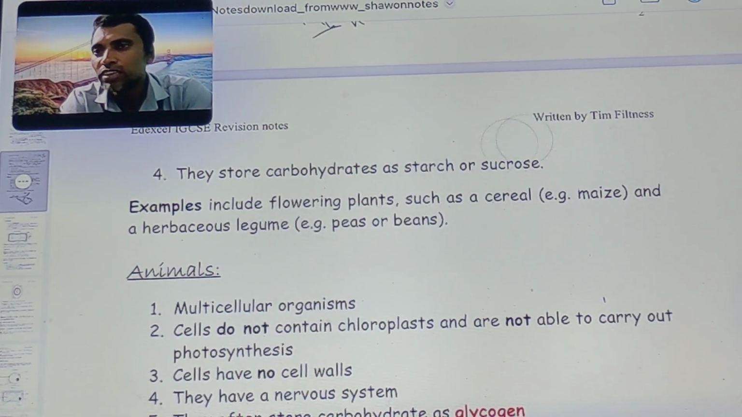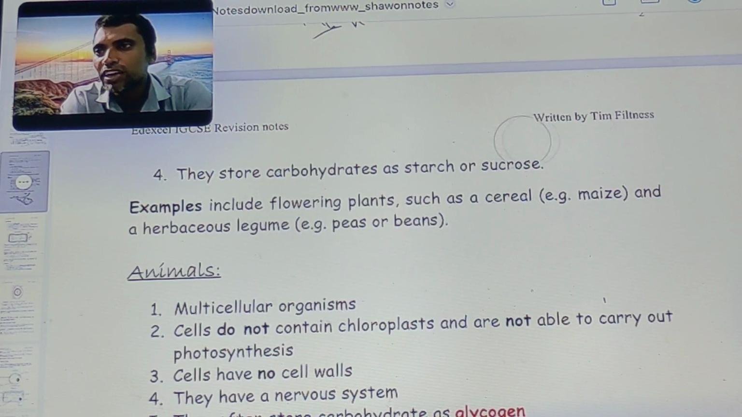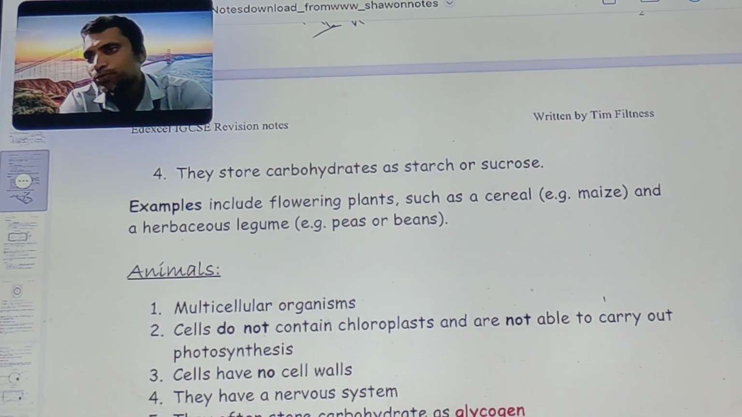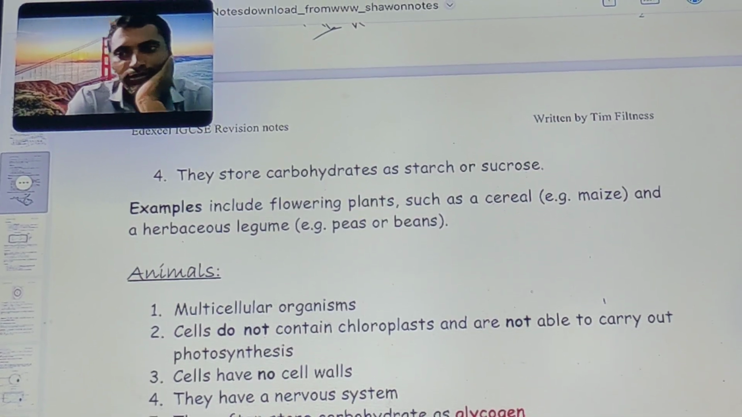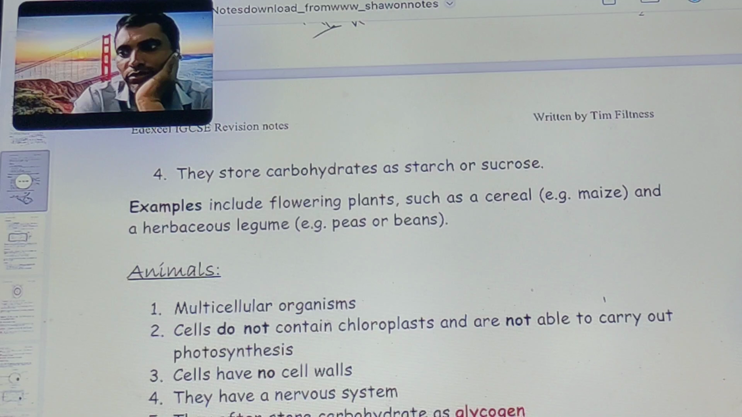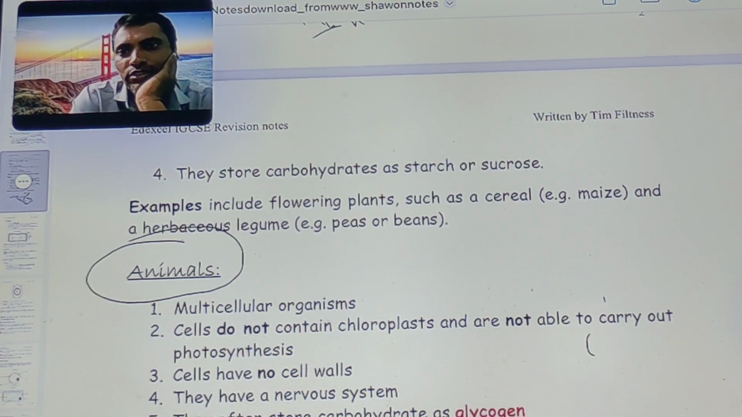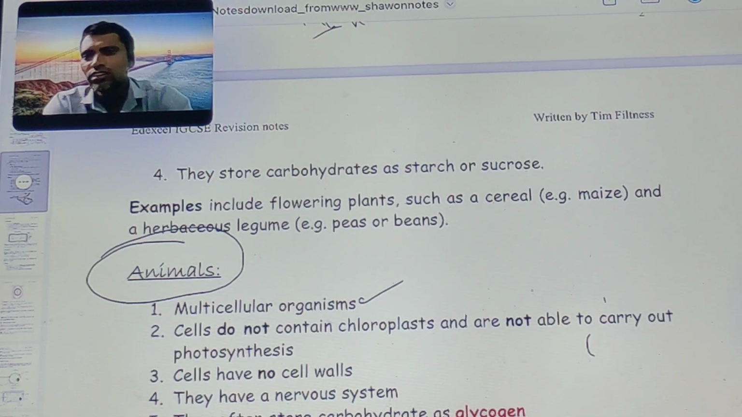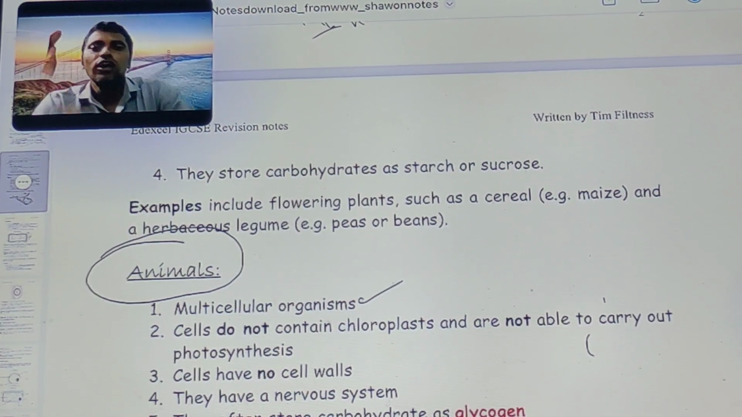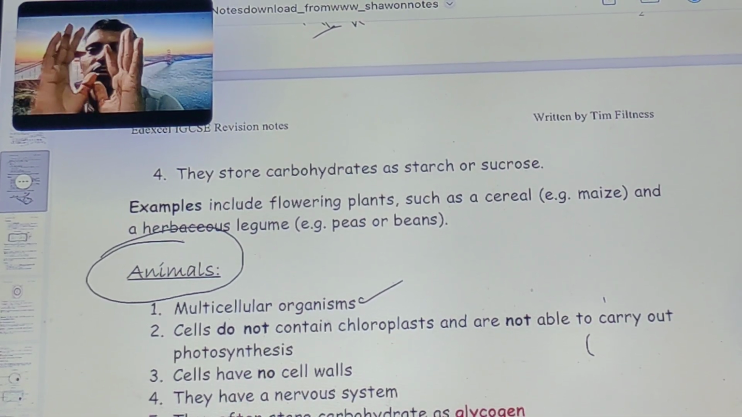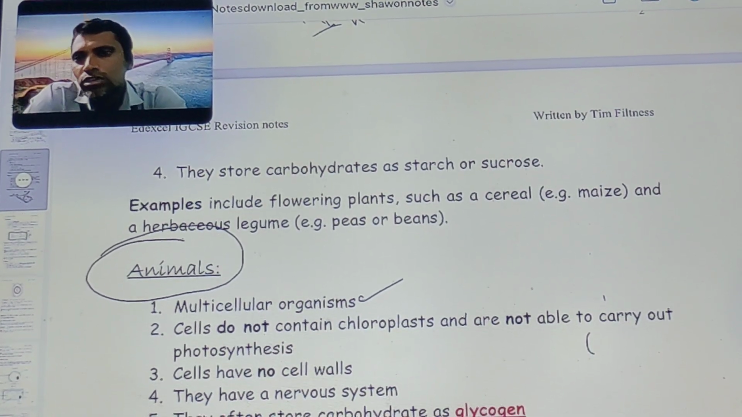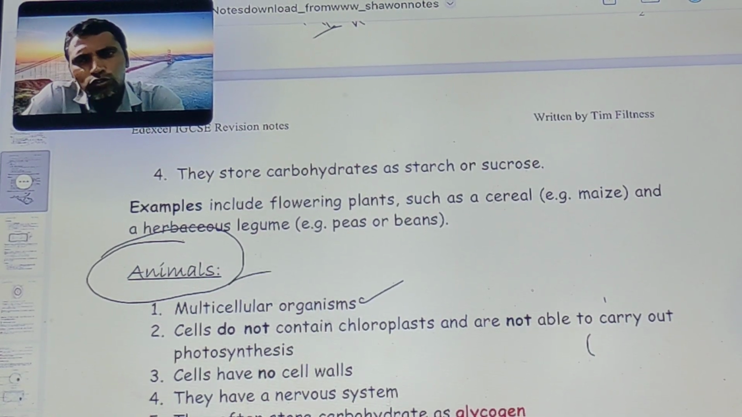The plant cell wall is made up of cellulose. The plant stores food carbohydrate as starch. Next is the animal. Animals are also multicellular. Both plants and animals are eukaryotic organisms, and both are multicellular.